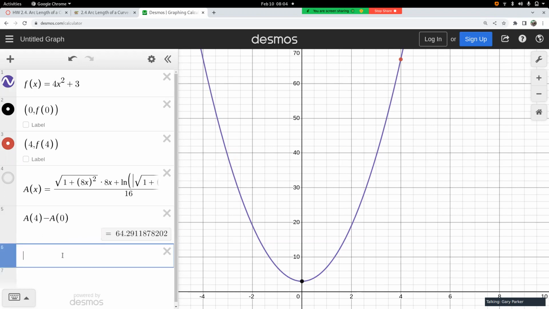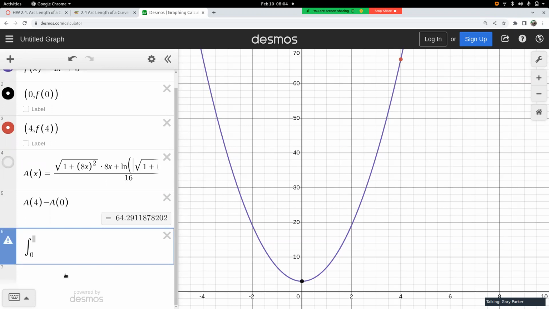And to double check that we have the right antiderivative, we should also do a little numerical integration on that. So x goes from 0 to 4 of parentheses, the square root of 1 plus parentheses 8x squared. And yes, that should be a plus, not an equals. Yep. Close the integrand, and then let the computer know what the variable of integration is. And I get the same value. So we think that arc length, then, if all is well, is around 64.